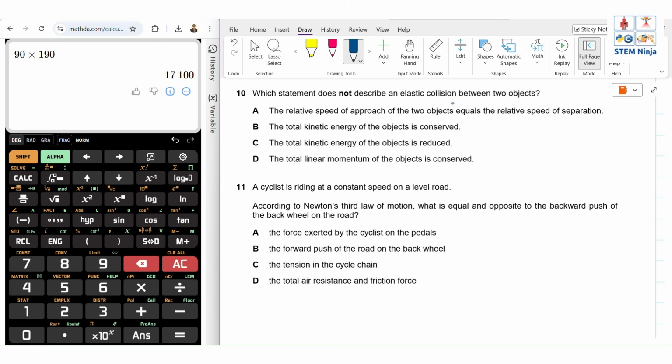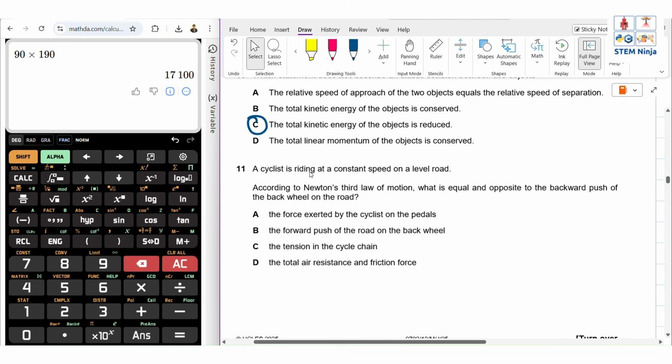Now, okay, which statement does not describe an elastic collision between two objects? Elastic collision means that the kinetic energy and momentum are conserved. Let's see. Relative speed of approach of the two objects equals the relative speed of separation. This does describe the elastic collision, although there's a minus sign somewhere. The total kinetic energy of the objects is conserved. This is elastic. Total kinetic energy of the objects is reduced. No, this is not correct because this would be inelastic.